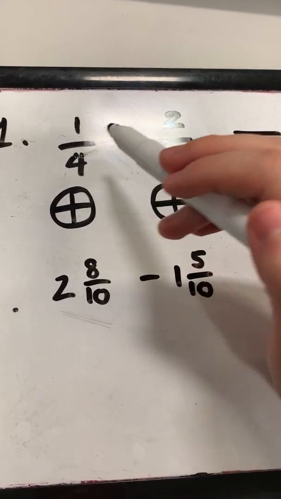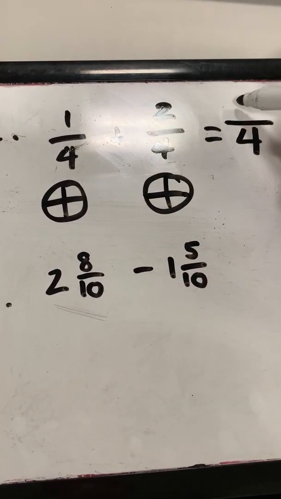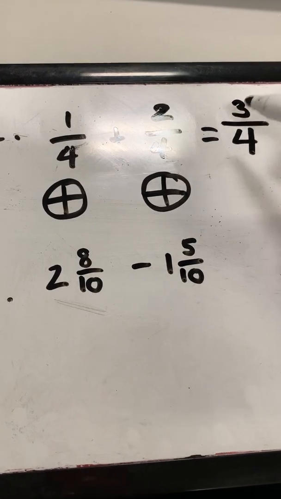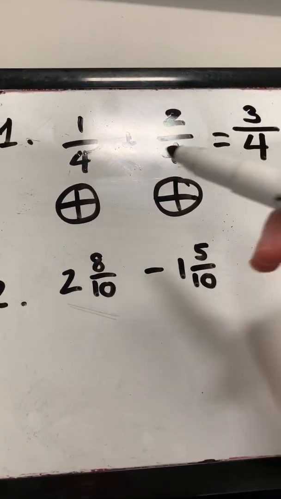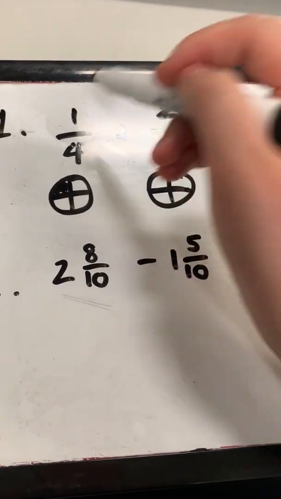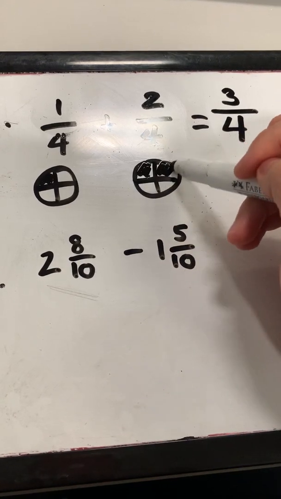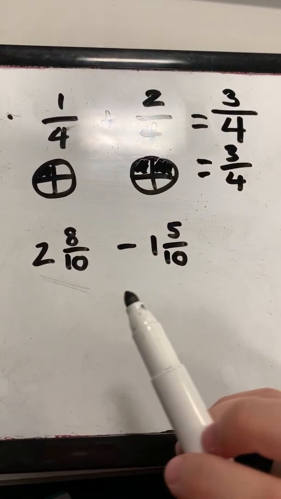What does change is when I add the top number, the numerator. So 1 plus 2 is 3. So our answer is going to be 1/4 plus 2/4 equals 3/4. And if I was to colour in the shape, 1 there and then 2 there, which is the same answer when you count them up.